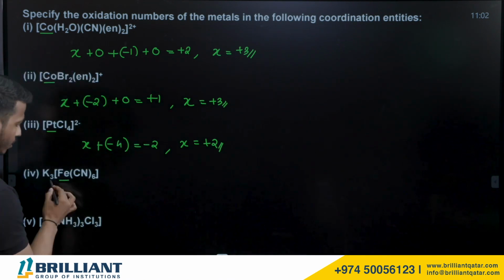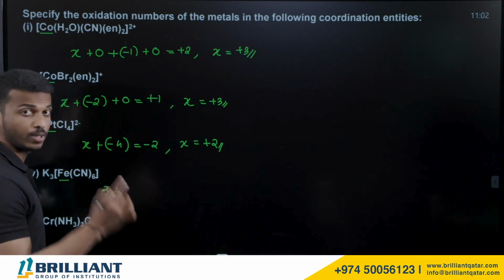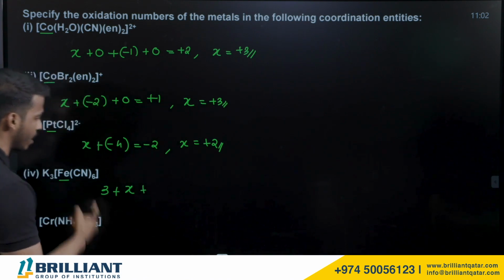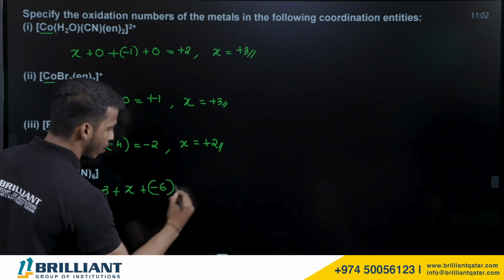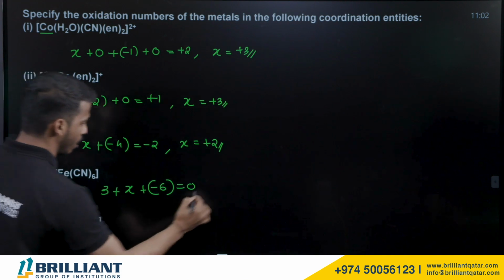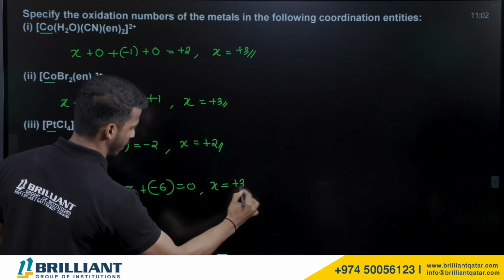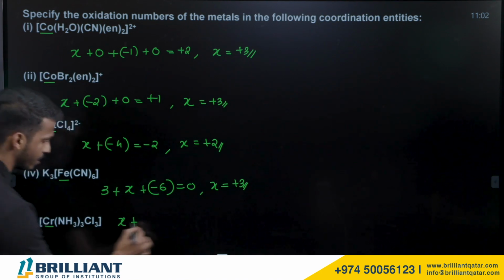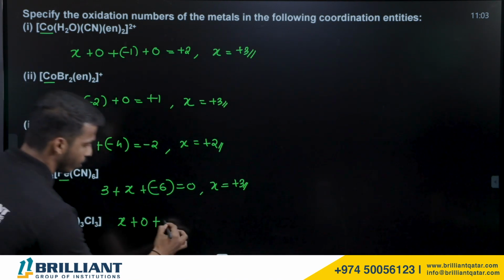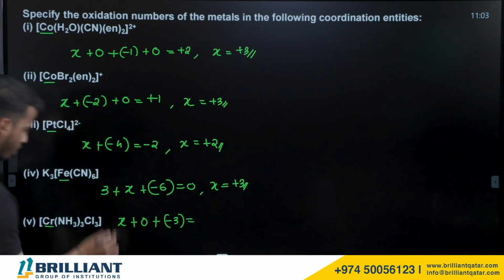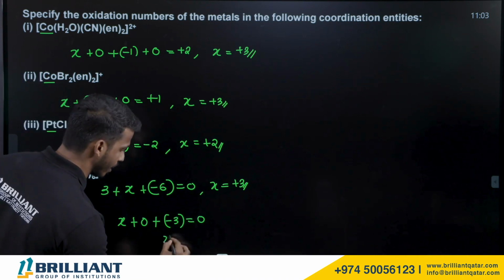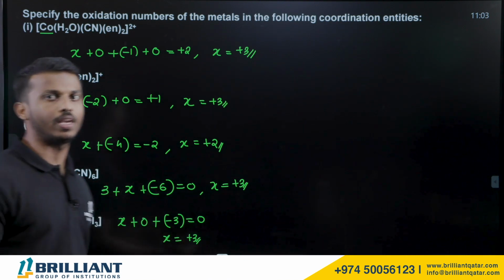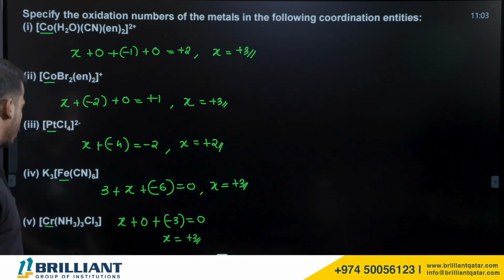Now here Fe, 3 potassium outside, you know 1 potassium charge is +1, so 3 potassium is +3, Fe oxidation state X, 6 cyanide charge is -6, overall it's a neutral compound, 0, therefore X is equal to +3. Here chromium oxidation state X, amine is a neutral ligand, 0, 3 chlorine charge is -3, overall it's a neutral compound, so 0, X is equal to +3. So if you know the charges of each of the ligands, it is very easy to calculate the oxidation state of the metal.